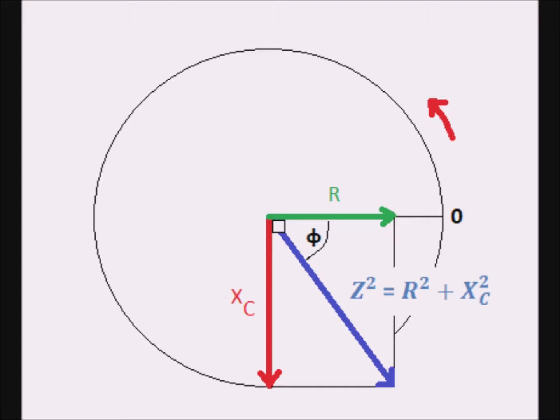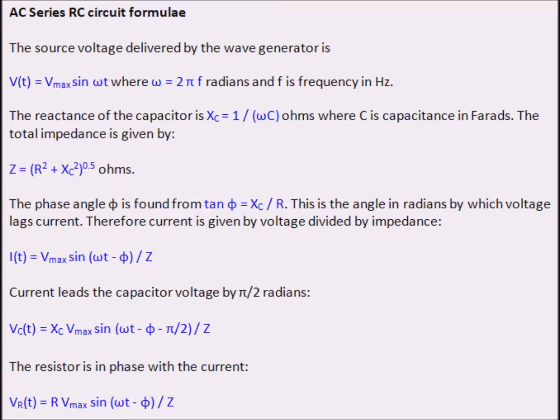We can summarize what we know in the following formulae. The source voltage delivered by the wave generator at time t is the maximum voltage multiplied by sine omega t, where omega is 2 pi f radians and f is frequency in hertz. The reactance of the capacitor is the reciprocal of omega C, where C is capacitance in farads.